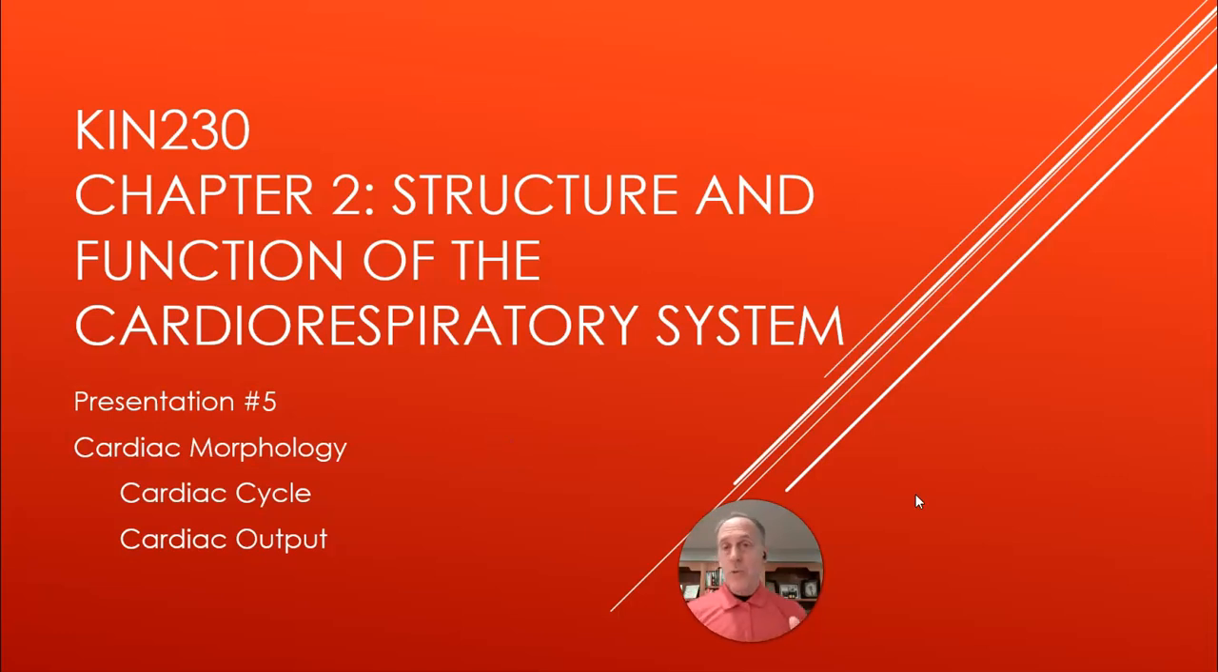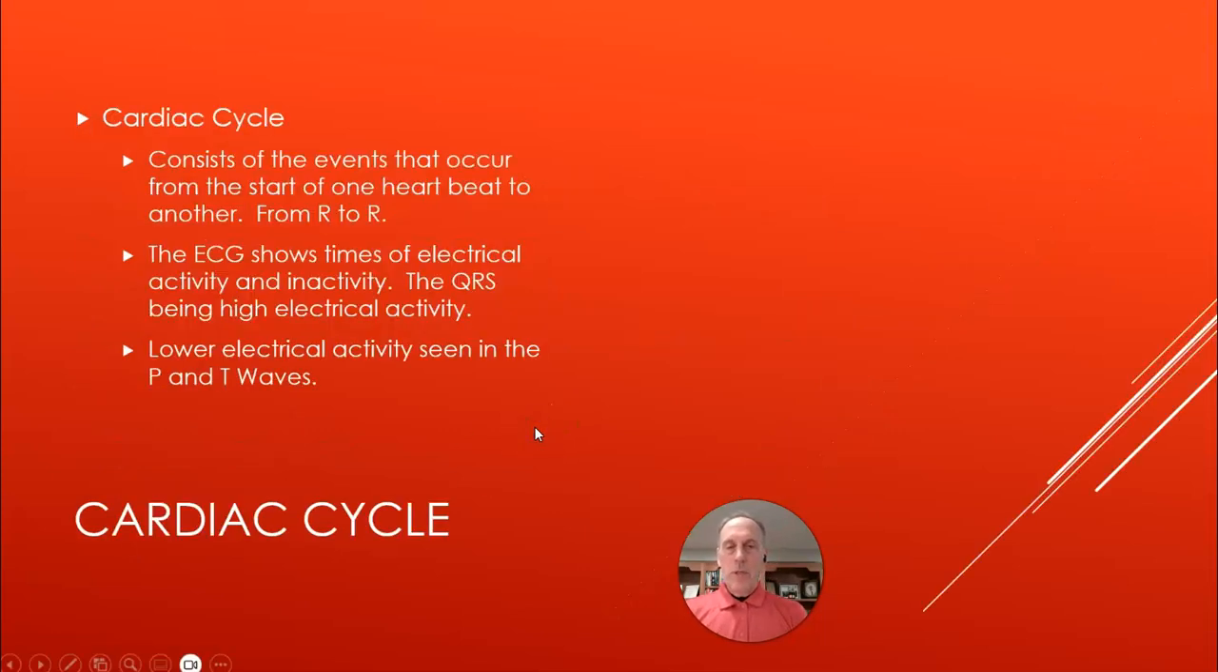Okay, kinesiology 230, chapter number 2 still. This is presentation number 5 out of 6. We're talking cardiac cycle, cardiac output. There's going to be a little bit of a retread of information here to support what we're talking about. So we have to have a little bit of a look back to be able to look forward. But without further ado, let's get going.